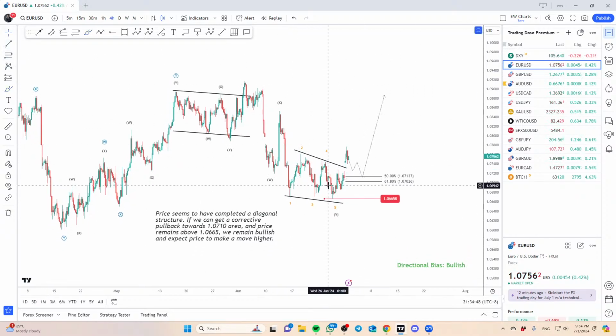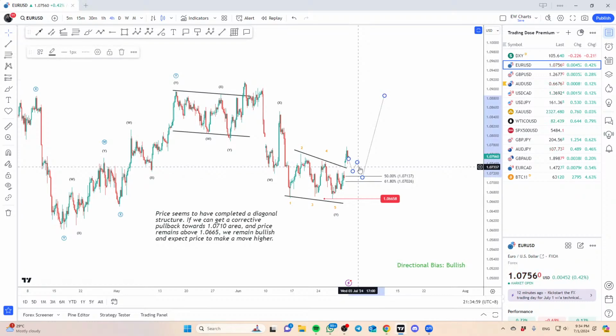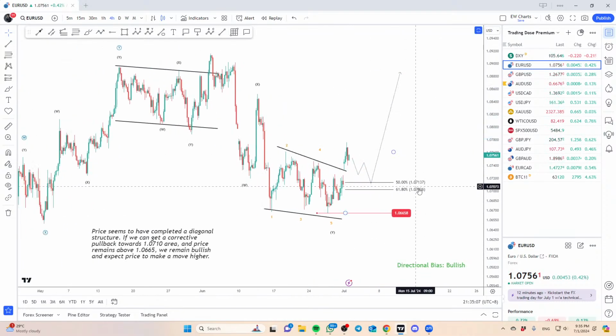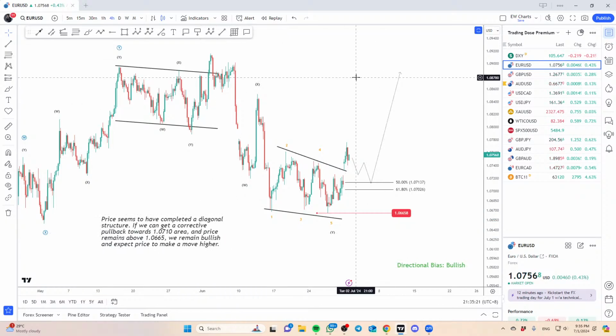Again, we have a little bit of a diagonal structure here, and a bit of a gap up as well with the election ongoing in Europe, on the France side. So it's a positive impact on sentiment. But I'm waiting for a pullback. If you can get a decent corrective pullback towards the 50 and 61.8 Fibonacci, filling that gap as well, and ideally price remains above 1.0665, then that will be a buy opportunity for the week itself, also tying in with the potential NFP. That is something to look out for.